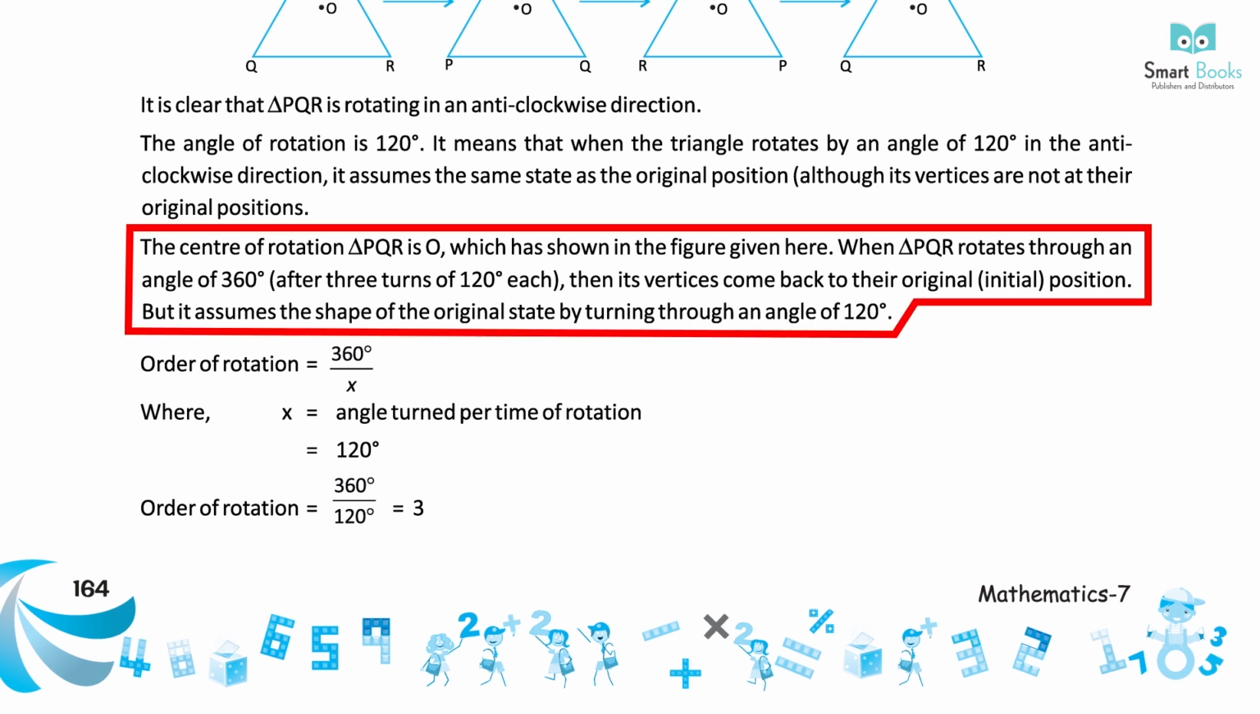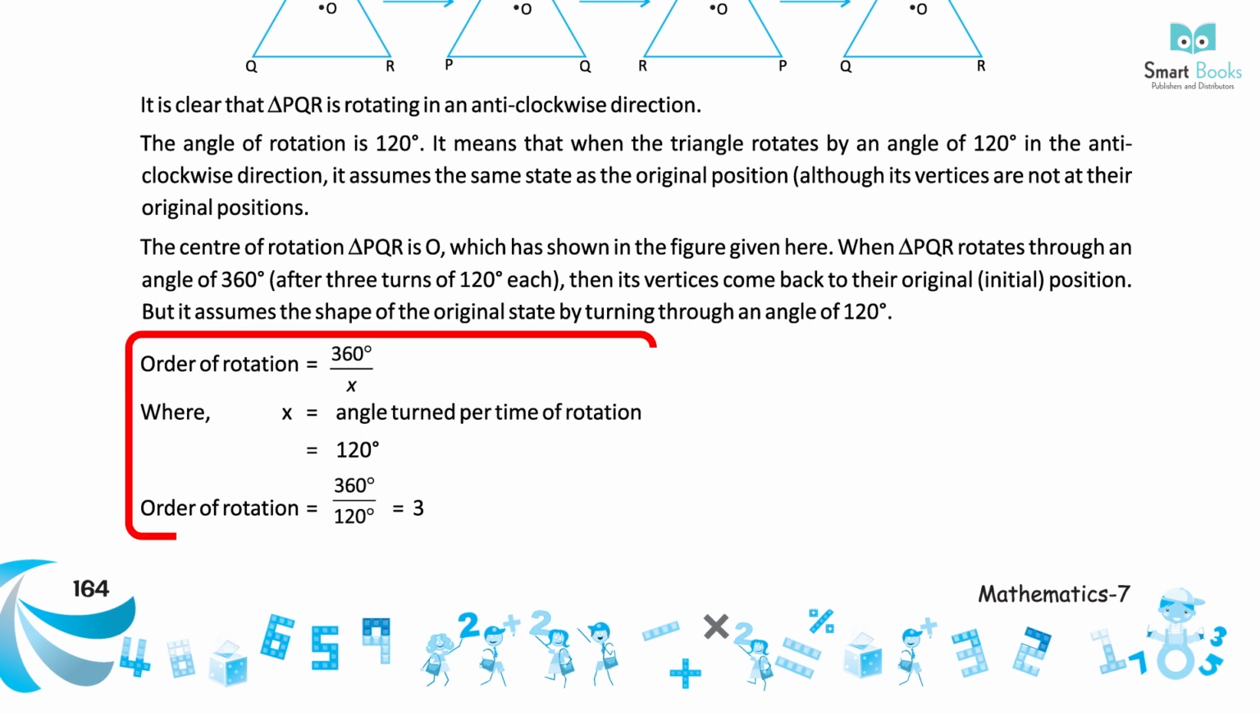The center of rotation of triangle PQR is O, which has been shown in the figure given here. When triangle PQR rotates through an angle of 360 degrees after 3 turns of 120 degrees each, then its vertices come back to their original initial position. But it assumes the shape of the original state by turning through an angle of 120 degrees. Order of rotation equals 360 degrees upon x, where x equals the angle turned per time of rotation equals 120 degrees. Order of rotation equals 360 degrees upon 120 degrees equals 3.